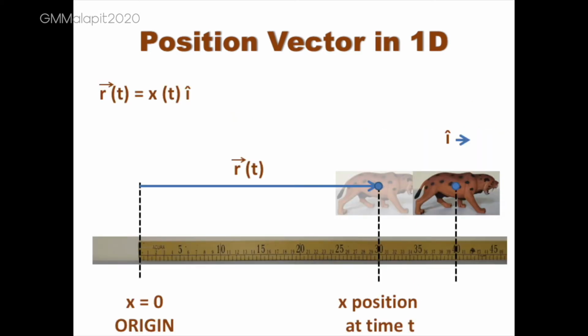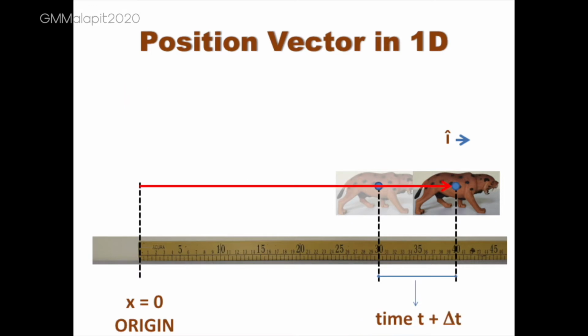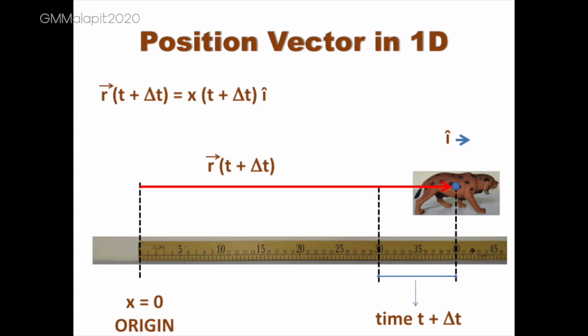We know that the position vector r of t, at position function x of t, is equal to x of t i hat. And after some time, the object has moved further to the right, and if we draw a vector from the origin to its final position, it will look like this, where our position vector is now denoted by r of t plus delta t. Our position vector r of t plus delta t is equal to the position function x of t plus delta t i hat.